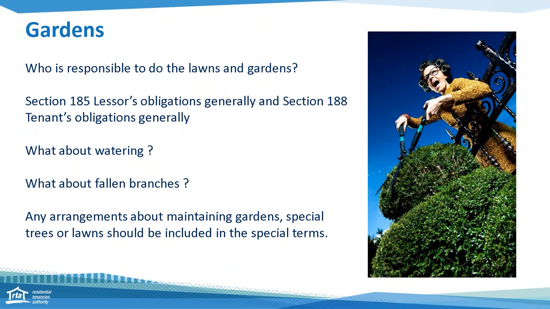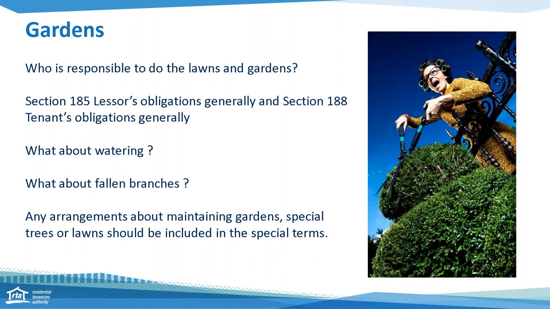So the tenant must keep the premises and inclusions clean, having regard to the condition at the start of the tenancy. In most cases, it's going to be the tenant to maintain the lawns and gardens under their tenancy agreement. And that's going to include mowing, edging the lawn, and with gardens, weeding and maintaining the garden, which maybe is going to include things like some pruning and regular watering of plants.